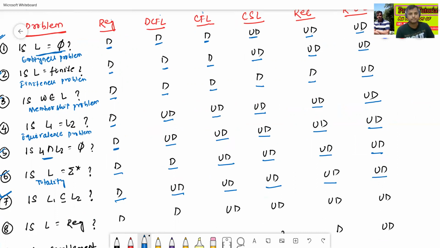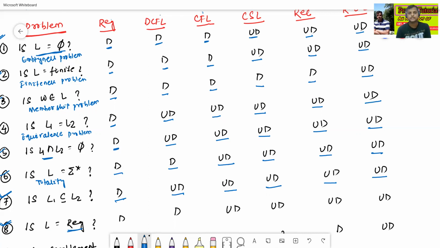The next problem, the eighth one: is a given language regular or not? Suppose a language is given, now we'll say whether this language is regular or not. So this problem is decidable or undecidable.